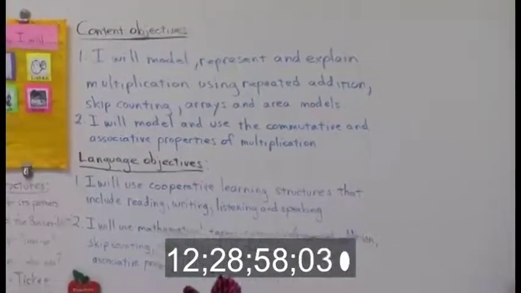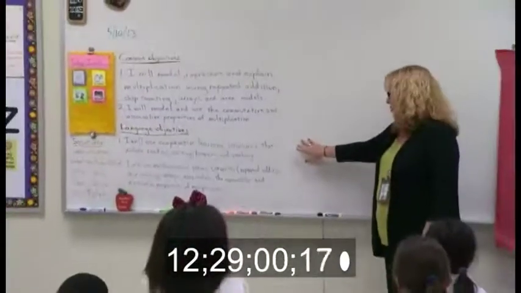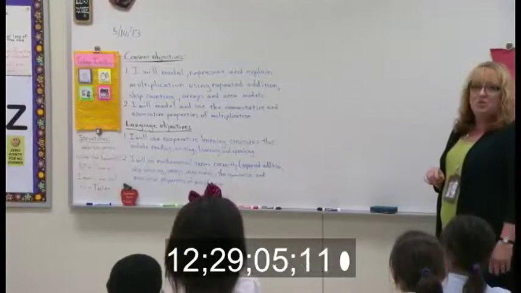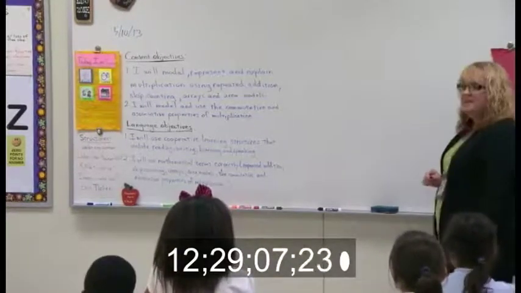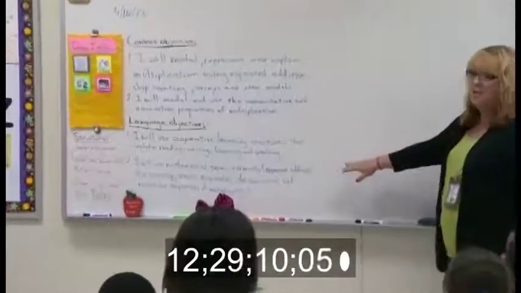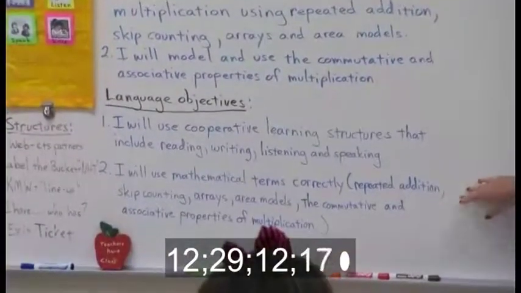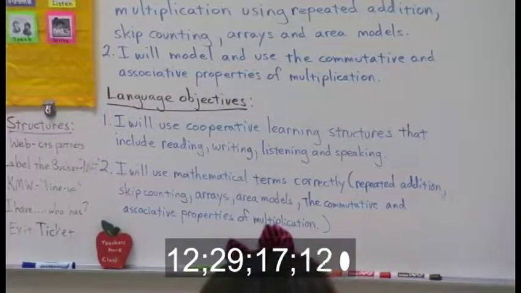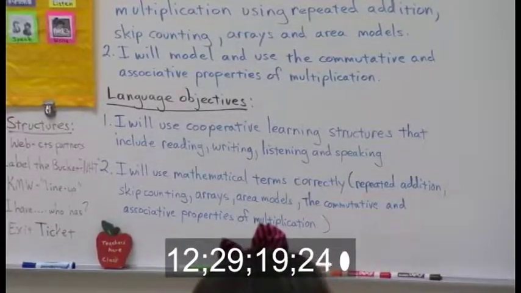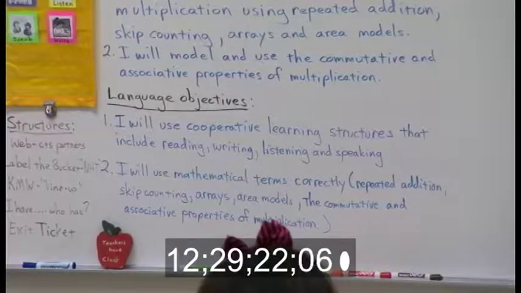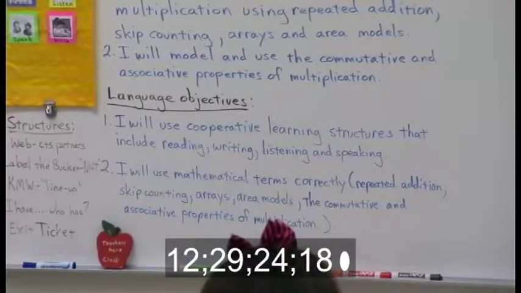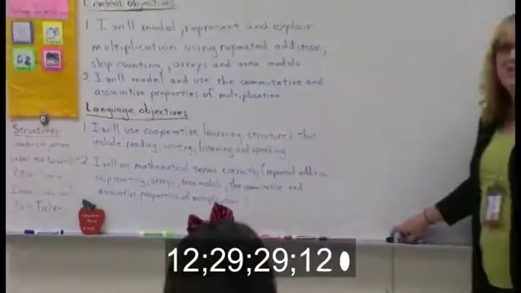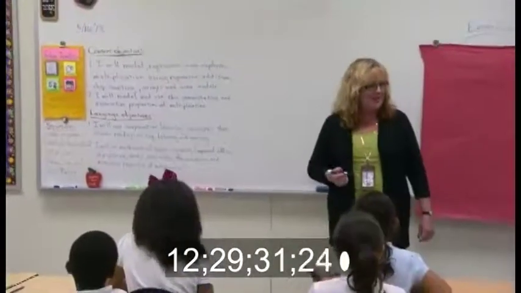Now let's go to our language objectives. I will use cooperative learning structures that include reading, writing, listening, and speaking. And the second one, please. I will use mathematical terms correctly: repeated addition, skip counting, arrays, area models, the commutative property, and the associative property of multiplication. All right, good job. I know associative properties of multiplication is kind of hard to say, isn't it?